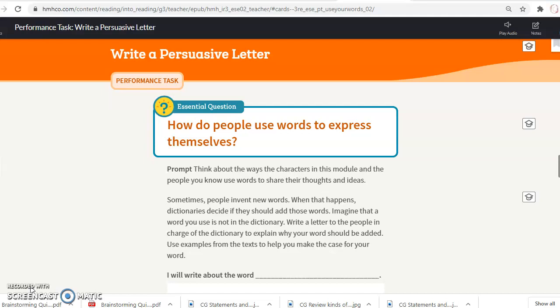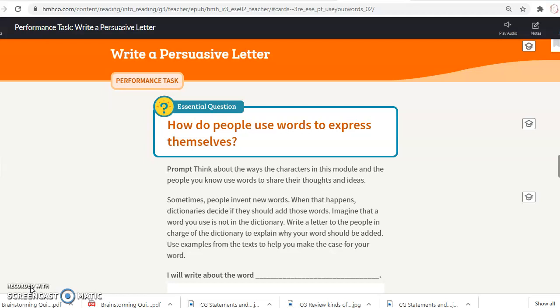Number 4, decide which selections or stories you may need to look back at to use in your writing. And number 5, when you are finished reading the prompt and making sure you understand what it's asking you to do, complete the parts of the writing process. Plan, draft, revise and edit, and publish.